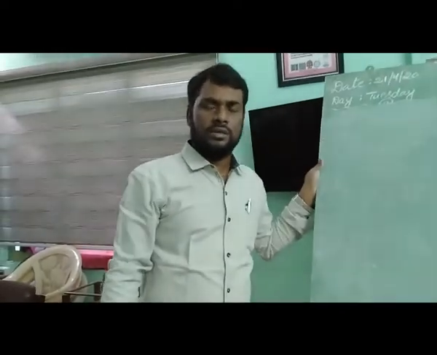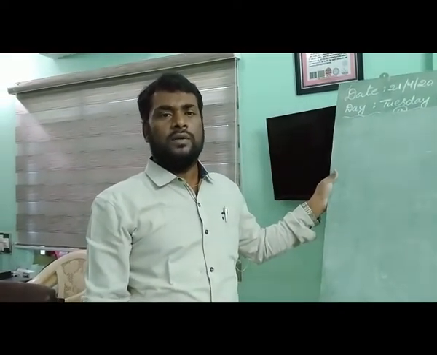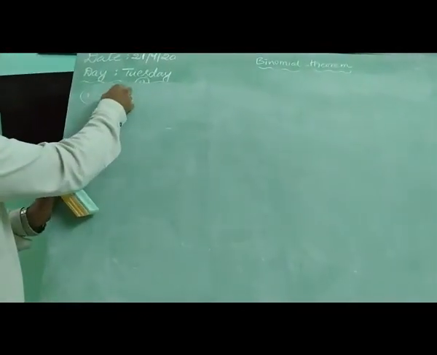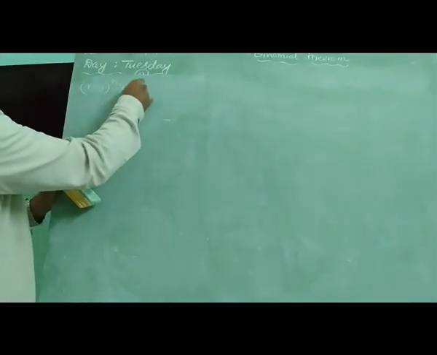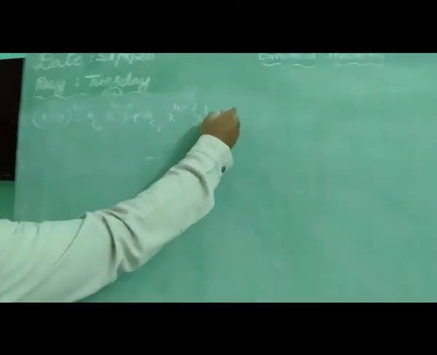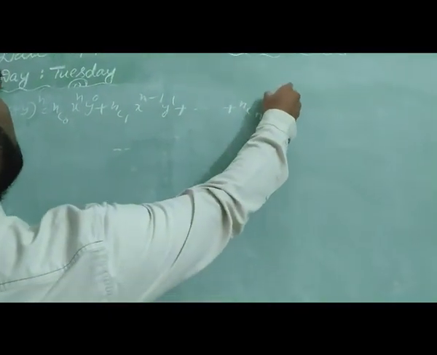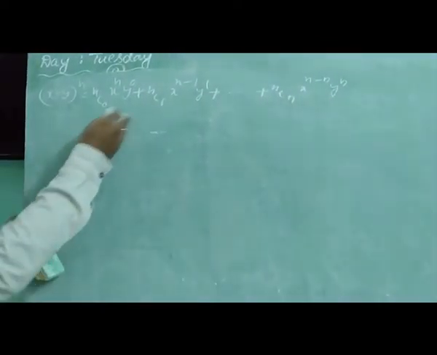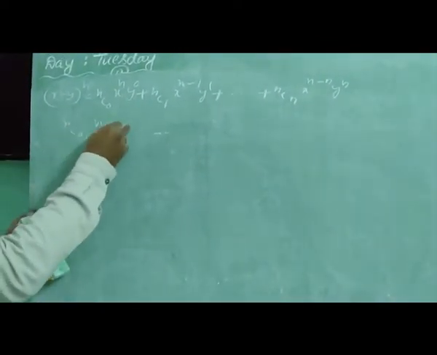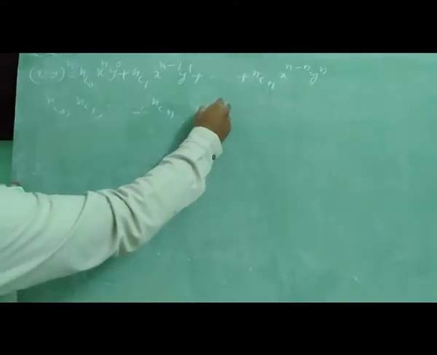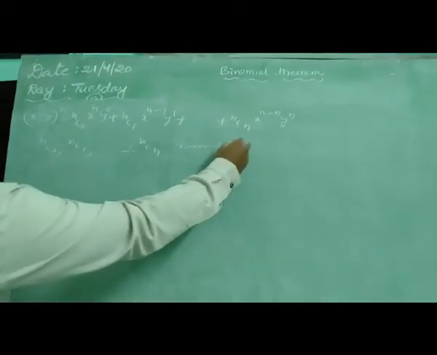So what did you learn? What we have discussed in this class, first one is what is binomial expansion or Newton expansion. That is x plus y whole to the power of n is equals to nc0 x to the power of n y to the power of 0, nc1 x to the power of n minus 1 y to the power of 1, and so on, ncn x to the power of n minus n y to the power of n. So here nc0, nc1 and so on, ncn, these are called as binomial coefficients.